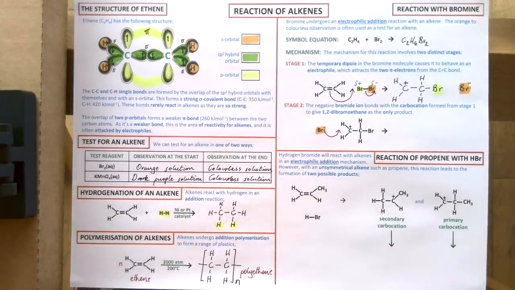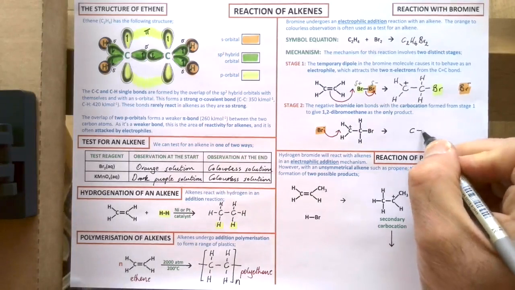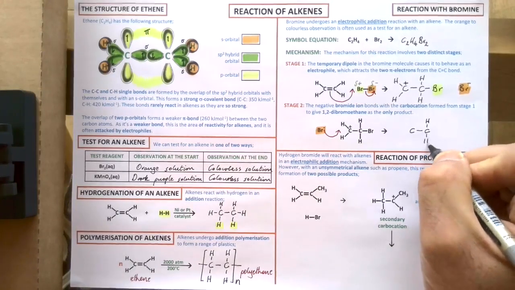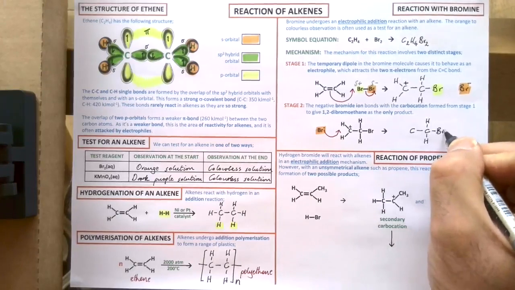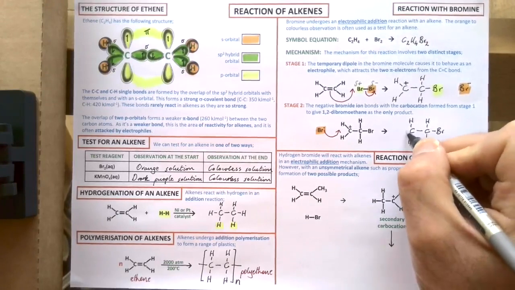And so we can show that. I can find my black pen where I put it. We can show that like this. So here's the right hand side of the molecule. And here's the left hand side. And there's the bromine.